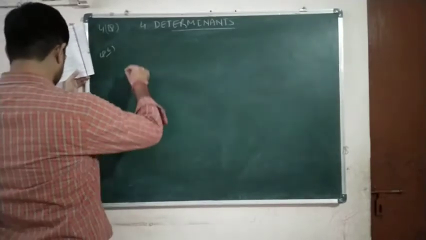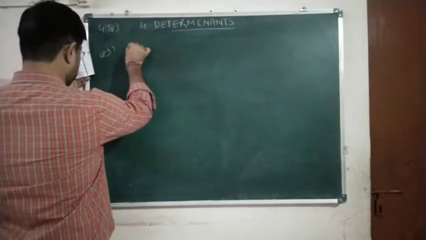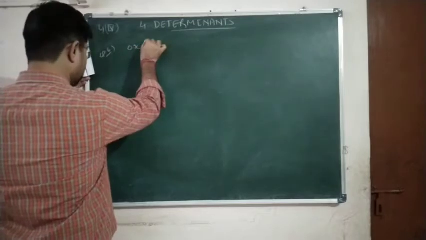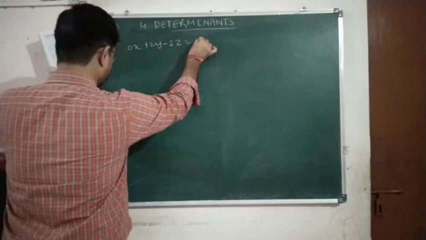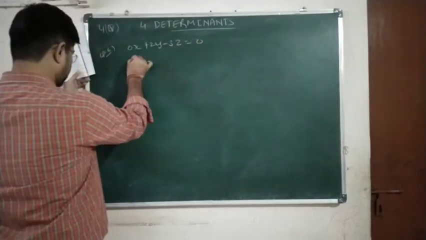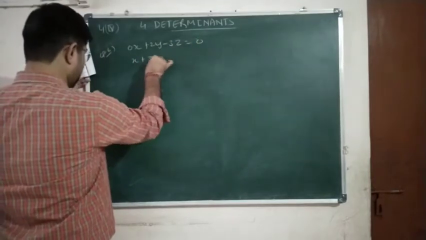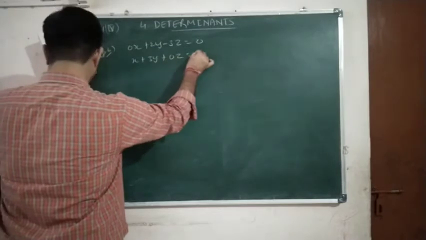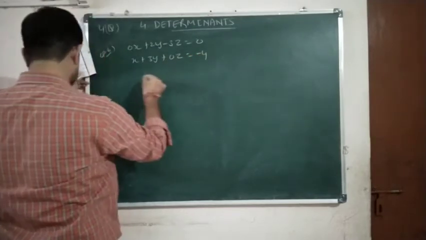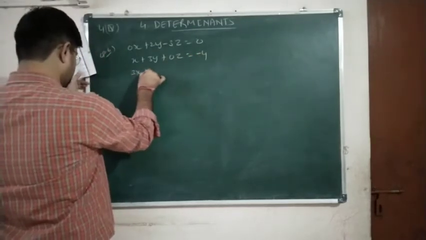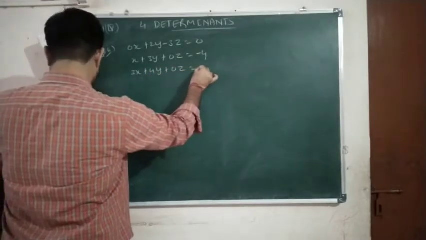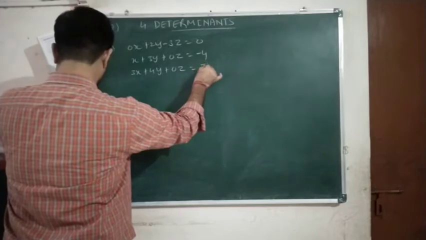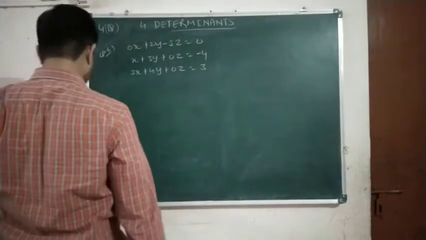Okay, let me write down the equations. It is given that 0x plus 2y minus 3z is equal to 0, x plus 3y plus 0z is equal to minus 4, and 3x plus 4y plus 0z is equal to 3.